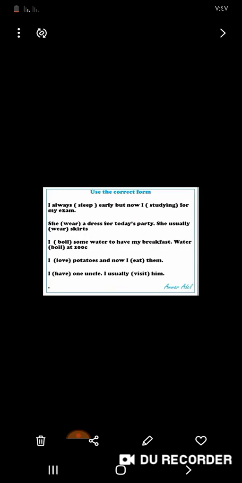Excellent. What about the keywords? With the present simple, I use always, every day, every year, usually, sometimes. And the present continuous, I use now, right now, or at the moment. Okay, use the correct form of this. I always sleep early, but now I'm studying for my exam. She wore a dress for today's party.